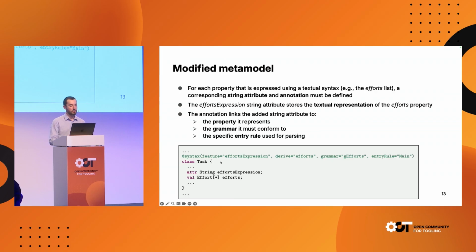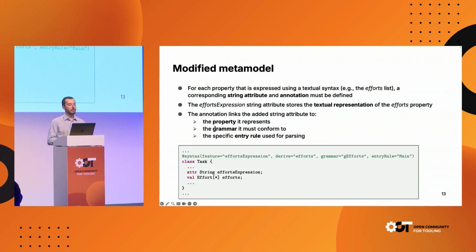And in this case, I show an example. We have the efforts property, and I've added the efforts expression string. And the efforts expression string stores the textual representation of the efforts, and they are bidirectionally synchronized. So as you do a change in one of them, it is automatically reflected in the other property. But there is support for some temporary inconsistencies. I've mentioned this earlier.